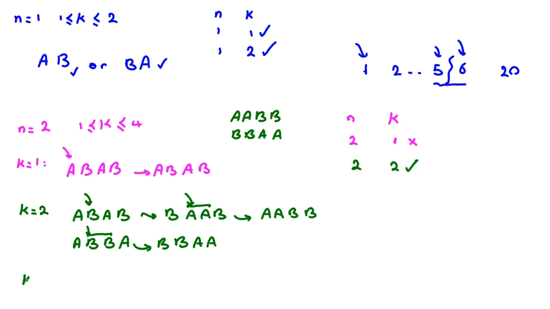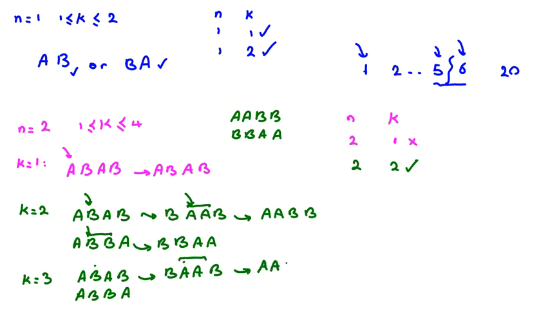Let's consider K3. If we consider again ABAB, we have two types of coins, and ABBA. So if we consider the second one, it will be BAAB. If we consider the second one again, it will be AABB. Sorry, we should consider the third one, not the second one, because K is 3. It will be AABB. And if we consider this one, we should move this one to the left, so it will be BBAA. So K3 we will see is good.